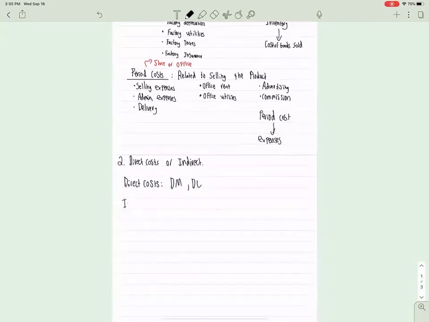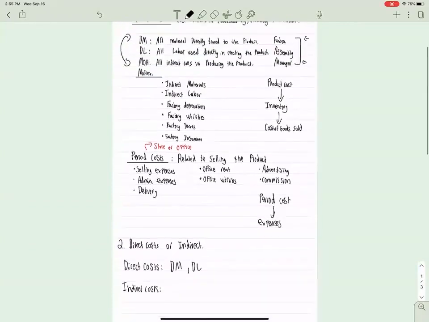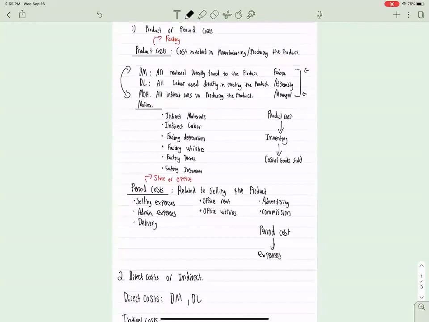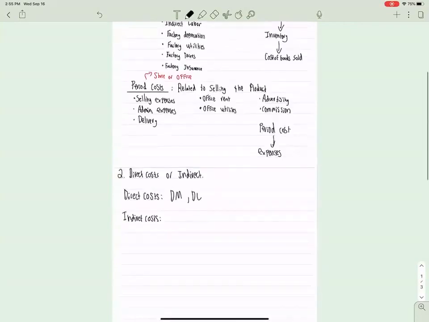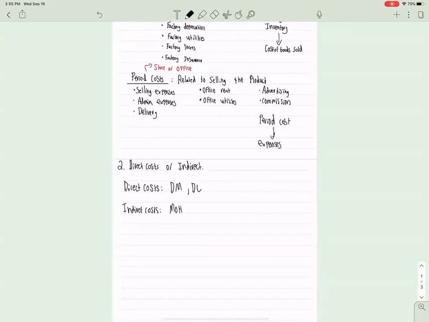Now, indirect costs. Which of these costs in product costs do you think are indirect? Anyone have a guess? Maybe manufacturing overhead, right? It even said here, all indirect costs in production. So the example of indirect costs is overhead. It is MOH. The reason is, remember the example with electricity. You don't know how much of your electricity bill, your heating bill, your manager's salary should be priced into the product. So it has to be allocated, and we'll look at that in chapter 3. So that's the difference between direct costs and indirect costs.